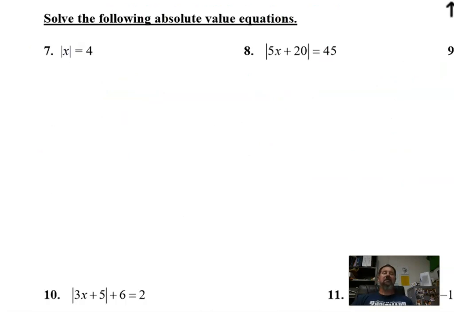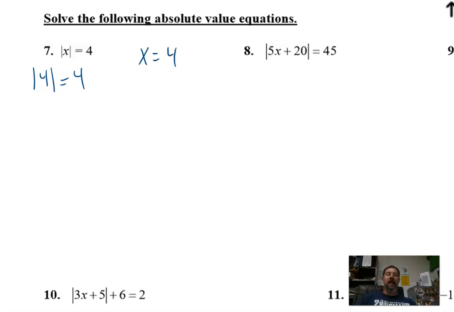Alright, so our first one here is fairly simple. Absolute value of x equals 4. We probably can guess and check this one. We know that if I plug in 4, again, absolute value makes everything positive. So absolute value of 4 is 4. So x equals 4 is one of our solutions.